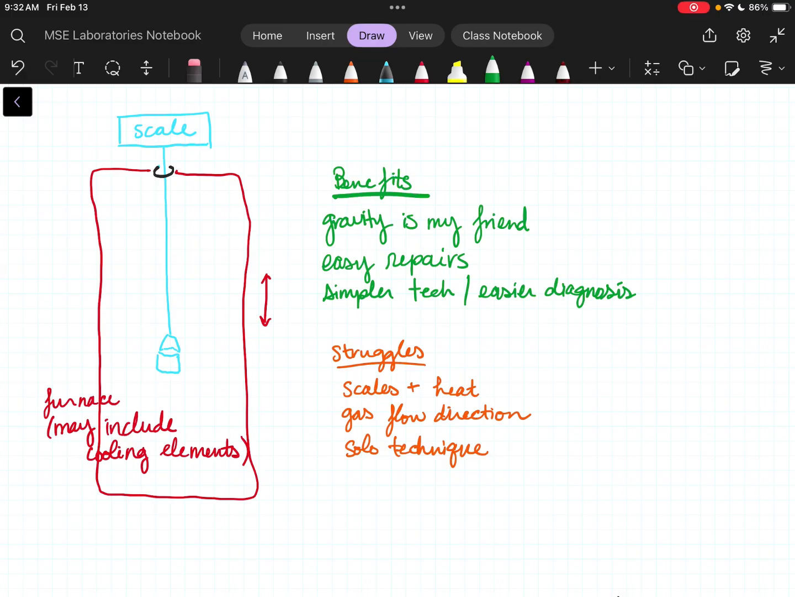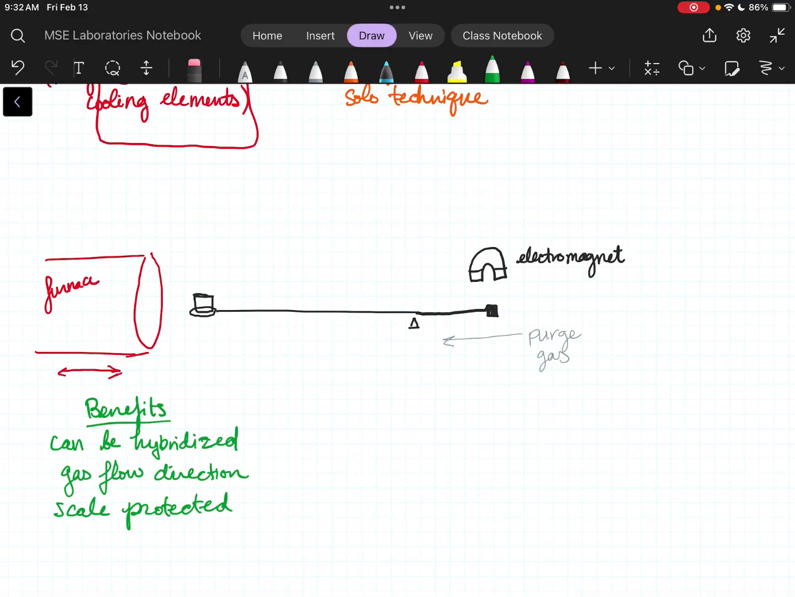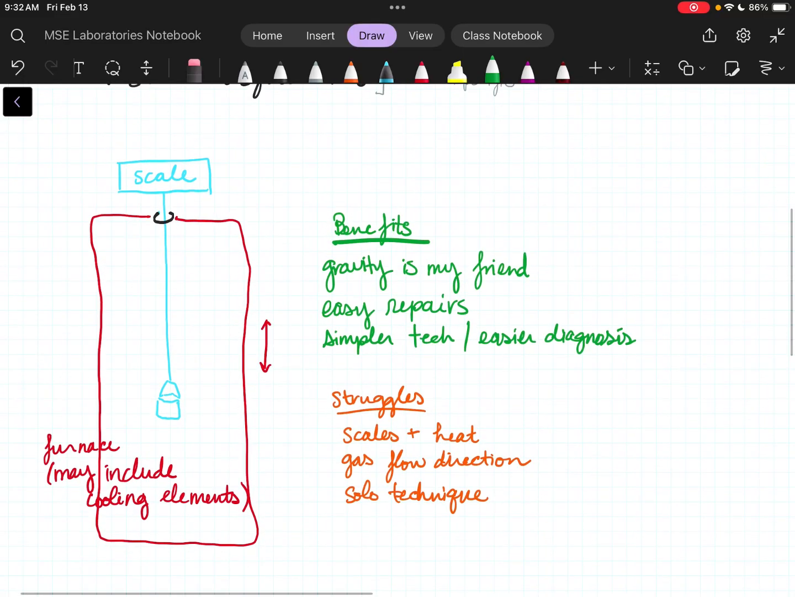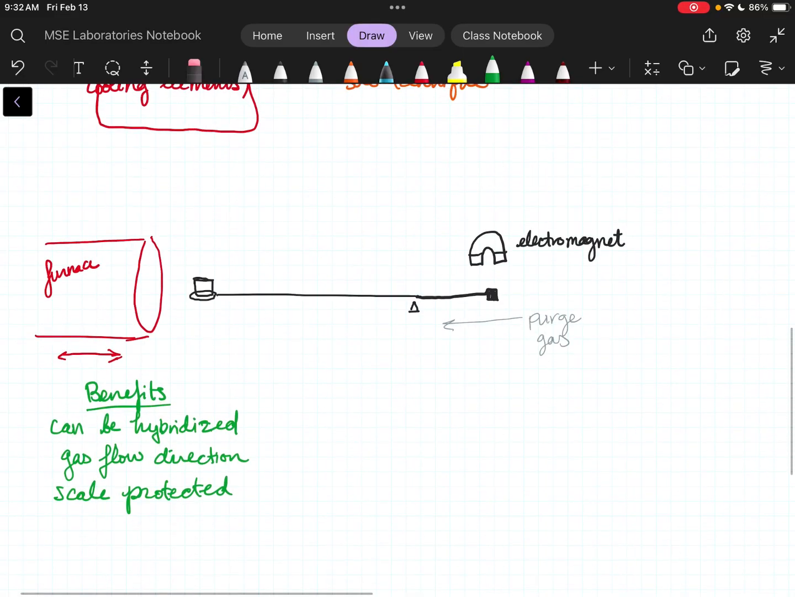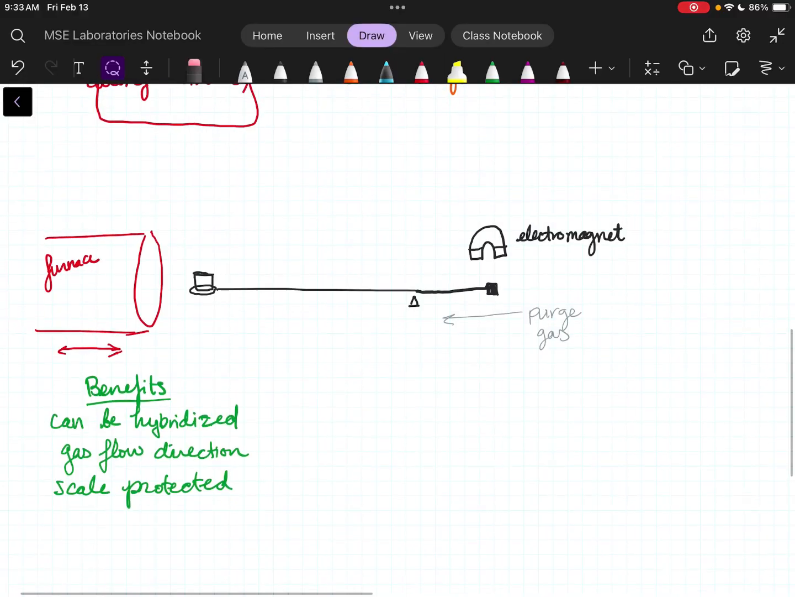The benefit, and the reason why our instrument has it, is this is more of a combinable. There's got to be a better English word than combinable. Can be hybridized. And we're going to talk about how it's hybridized for our instrument. Gas flow direction is a lot more simple.